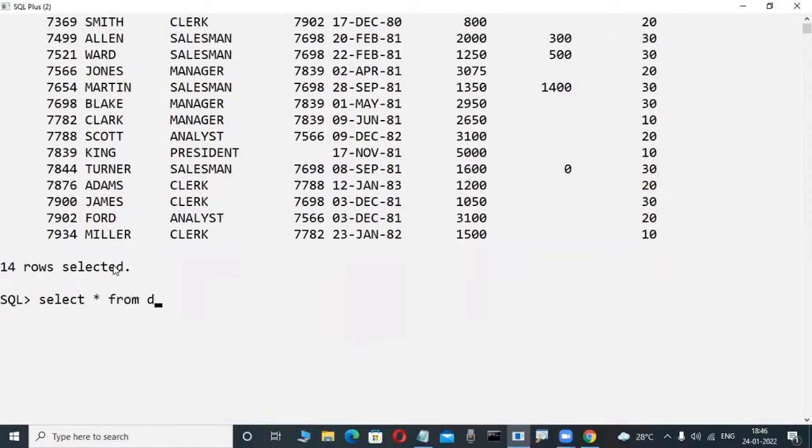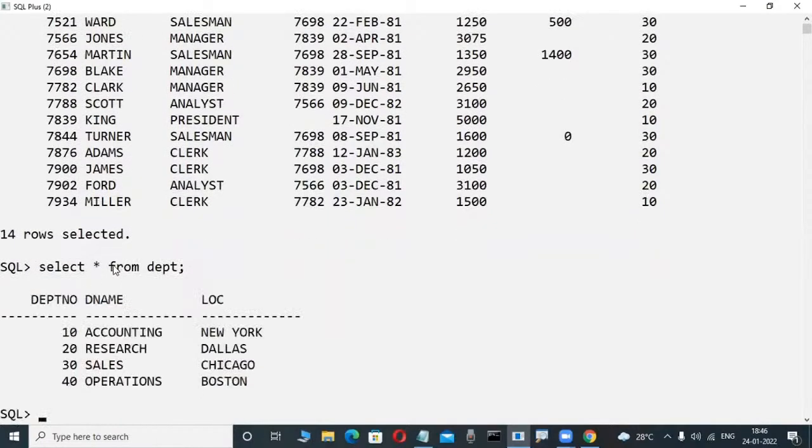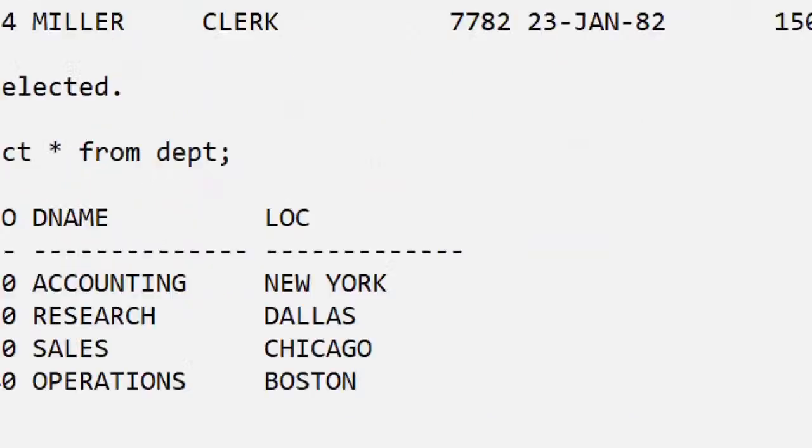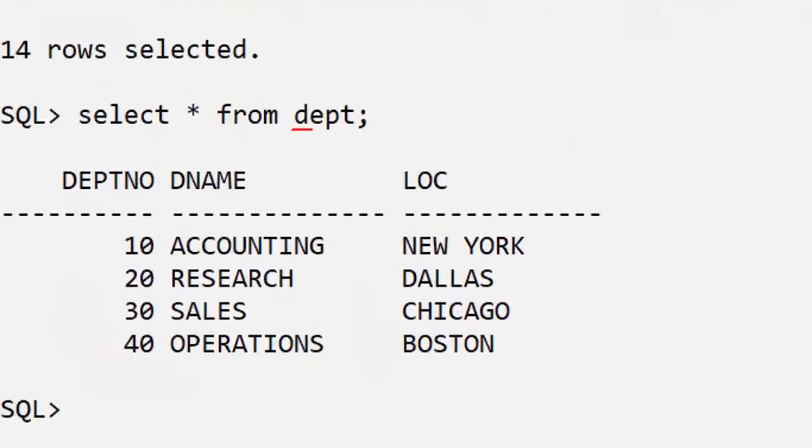Oh, maybe some other table is there. DEPT is a table. Okay, fine. These are third normal form tables, well normalized tables. Don't worry. But first, observe here without any knowledge. DEPT is a table.